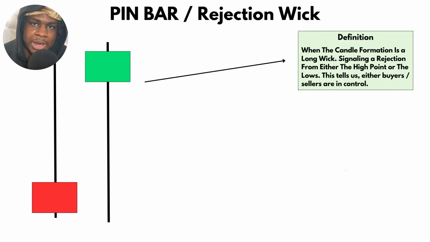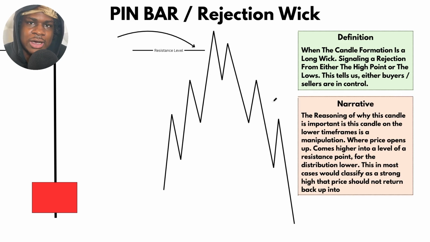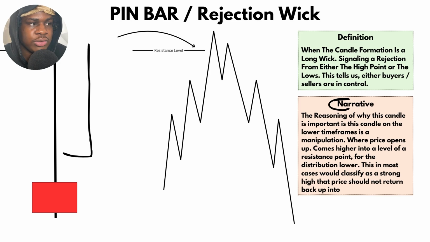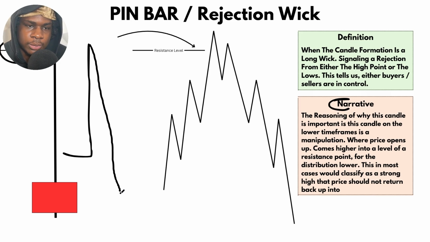So obviously the pin bar is very important, but this candlestick alone does not work. We need context. The context behind why this candlestick works and what it truly means, we need to understand the overall narrative. The reason why this candlestick is important is because this candle on the lower time frames is a manipulation where price will open up, come higher. Obviously we reach a level of resistance where price cannot continue going higher, and then we saw these lower prices.